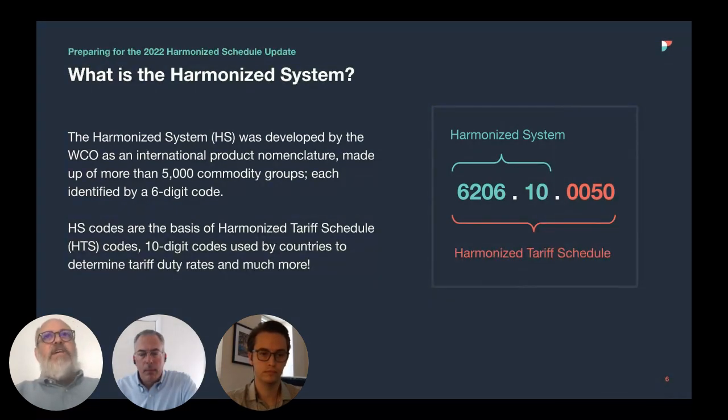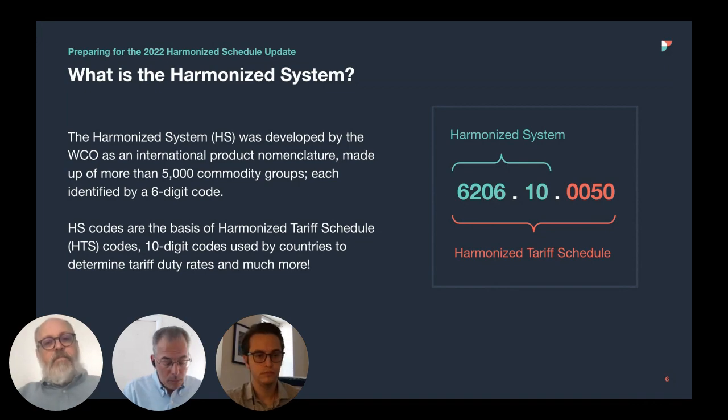And the classifications, as many of you know, they determine things like duty rates. They determine how you qualify for many free trade agreements around the world. They help you to identify other issues with importing, like different government agency requirements, different types of duty rates like anti-dumping or countervailing duties, and so forth.